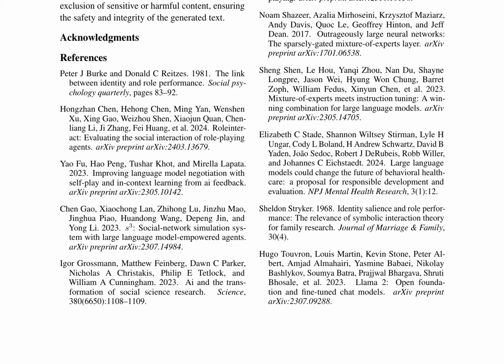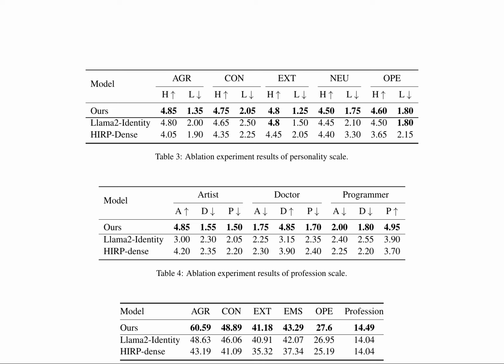The framework is designed for role-playing at the identity level, focusing on personality and occupation dimensions, ensuring the exclusion of sensitive or harmful content. The research also discusses the correlation between personality traits and their impact on creative writing. It highlights the role of agreeableness, neuroticism, and conscientiousness in shaping writing styles. Agreeableness is linked to kindness and tradition, neuroticism to sadness and emotional instability, and conscientiousness to organization and perfectionism.